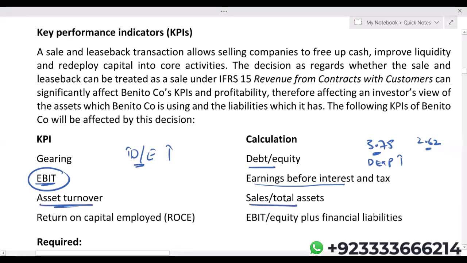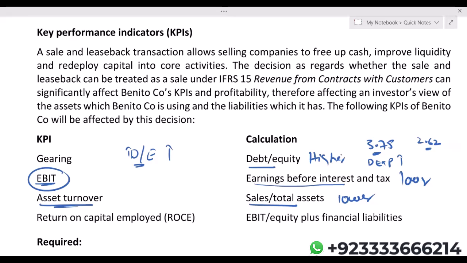Asset turnover, sales divided by total asset. Can I say when sale is not qualifying as sale, then your asset turnover will be lower. The question is why? Because in my books, I'll be having a property, plant and equipment which is having a carrying amount of 3.75 million rather than right of use asset 2.62. So when transfer is not qualifying as sale, then asset turnover will be lower.